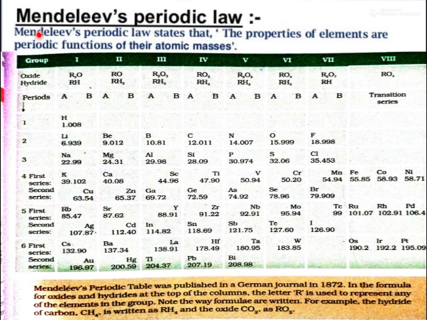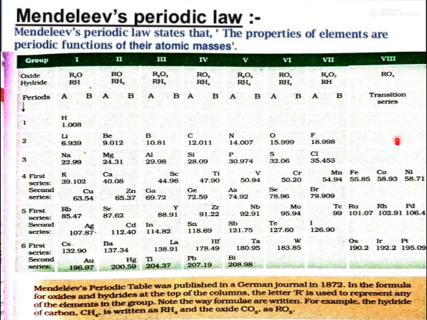So what was Mendeleev's periodic law? Like Dobereiner's triads and Newlands' law of octaves, in the same manner Mendeleev proposed a statement, and that is known as Mendeleev's periodic law. It states that the properties of elements are a periodic function of their atomic masses. That means when elements are arranged on the basis of their atomic masses, they repeat their properties.